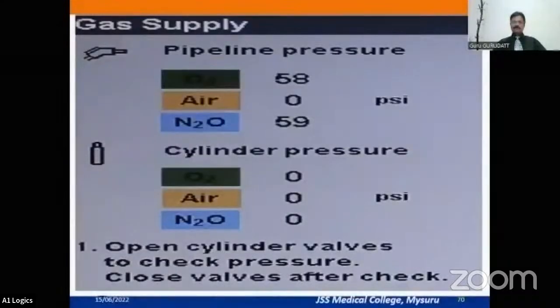So till now we have discussed the yoke assembly and the cylinders. Next we are going to discuss the pressure regulators, and the remaining parts of the workstations I'll be discussing next week.